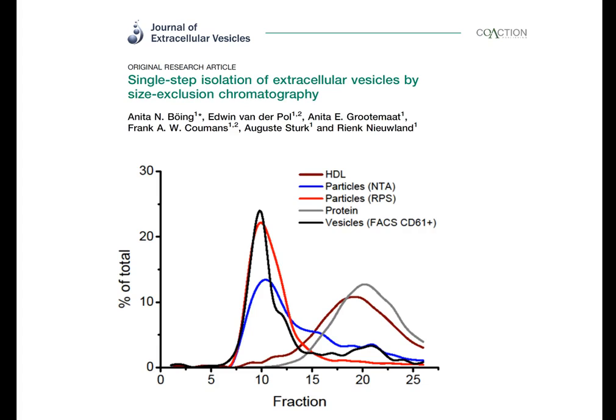We published this in a paper in 2014 in the Journal of Extracellular Vesicles, and we showed that if you look at the y-axis you see the percentage of total particles of vesicles, and you see the fraction. We collected fractions of 500 microliter. You see it on the x-axis. You can see that around fraction 10 several methods confirm the presence of vesicles or particles in those fractions, whereas for example in fraction 10, you can see that the concentration of protein and the concentration of HDL are very low. In other words, vesicles are relatively enriched in these fractions compared to soluble proteins and HDL particles.